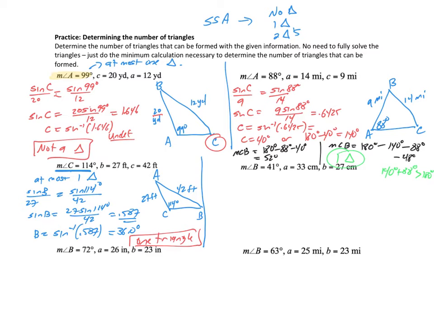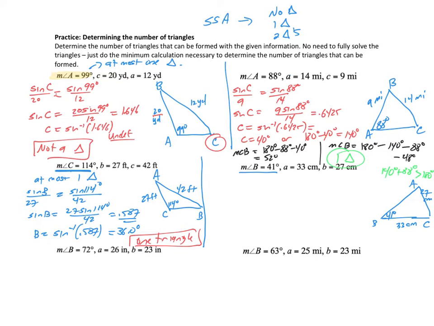All right, the next one. We're given an acute angle. So we could possibly have two triangles here. So we'll have to check for that. So I'm going to sketch a triangle. So we know that angle B we're given is 41 degrees. Side length B is 27 centimeters. I'll label my other two vertices, A and C. And we're given that side length A is 33 centimeters.